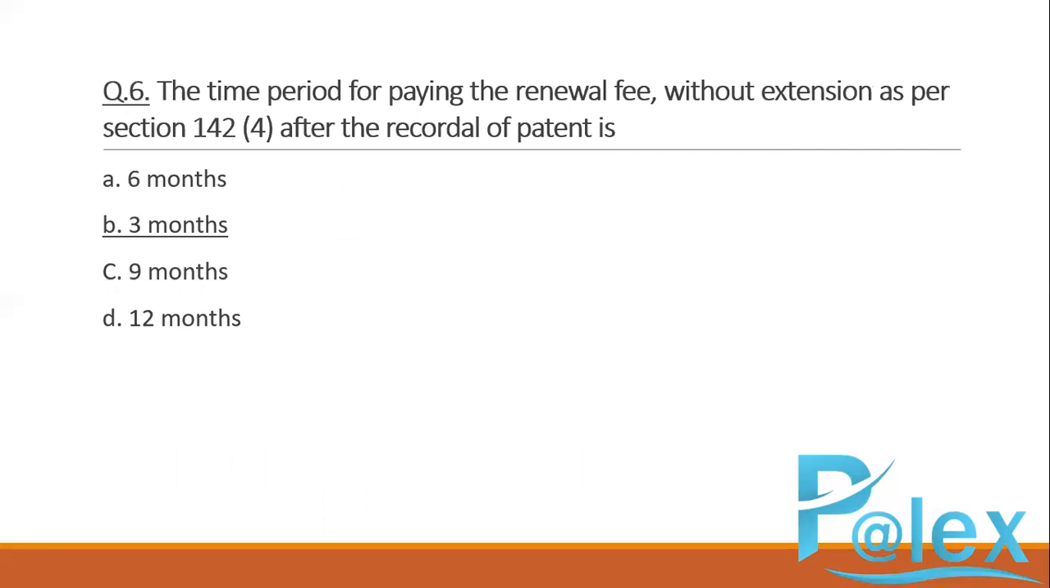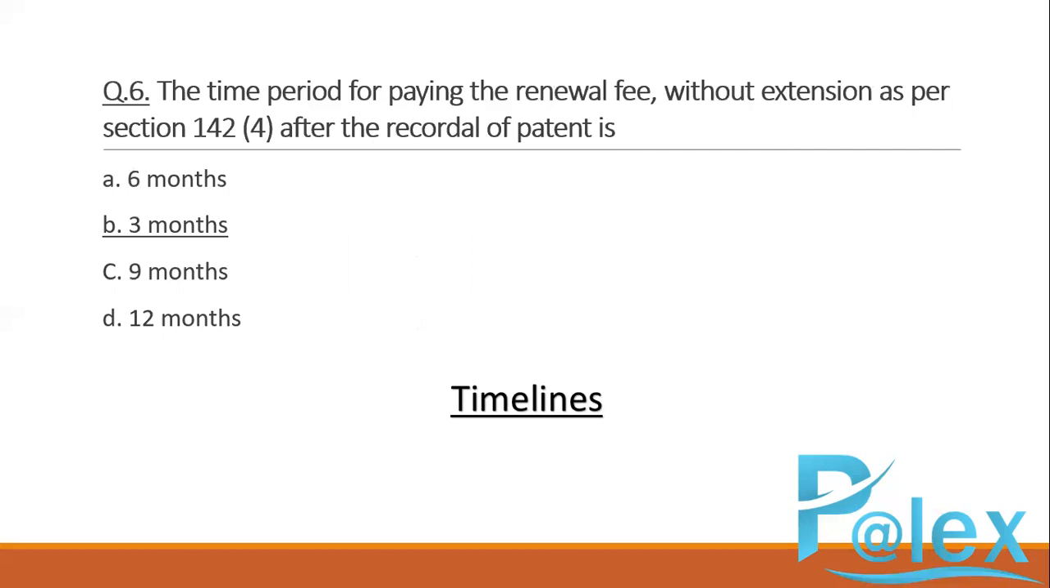So once a patent gets granted, you have 3 months time within which you can pay the renewal fee which is remaining. This is without extension actually. Okay, so you need to remember all the timelines basically, because there have been repeated questions on the timelines, specifically in terms of question paper 1, that is multiple choice questions, as well as in paper 2 first part. There are a lot of questions with respect to the timelines.